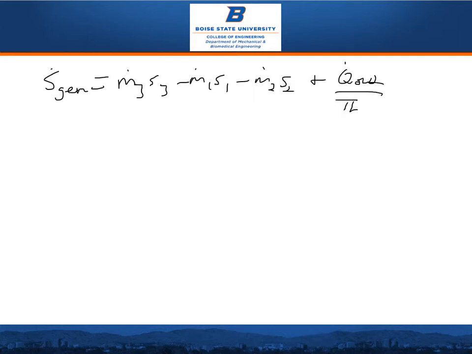Alright, so now we've got just about everything we need to solve for our initial equation of S gen equals m dot 3 S3 minus m dot 1 S1 minus m dot 2 S2 plus Q out over TB. We found those from the tables. We solved m dot 2. We were given Q out. We were given TB.